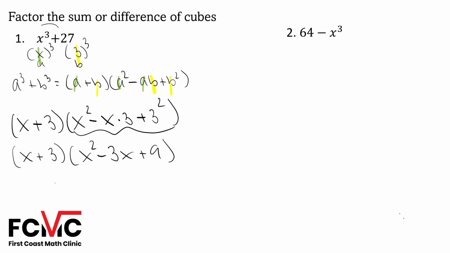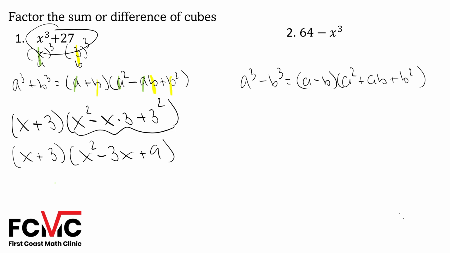And this is our factored answer for our sum of cubes, x to the third plus 27. For number 2, we've got 64 minus x to the third. So we're using our difference of cubes. So a to the third minus b to the third is equal to a minus b times a squared plus ab plus b squared.